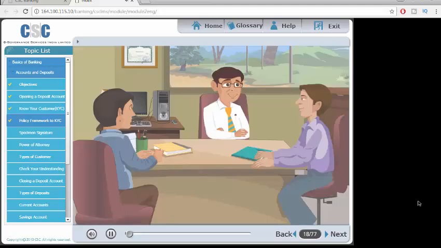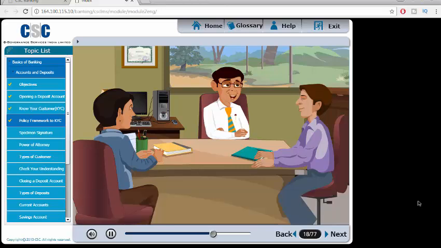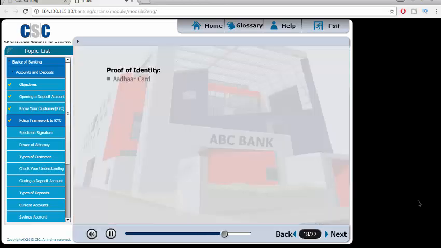In order to prevent identity theft, identity fraud, money laundering, and terrorist financing, the RBI had directed all banks and financial institutions to put in place a policy framework to know their customers before opening any account. Proof of identity: Aadhaar card. Proof of address: Aadhaar card.